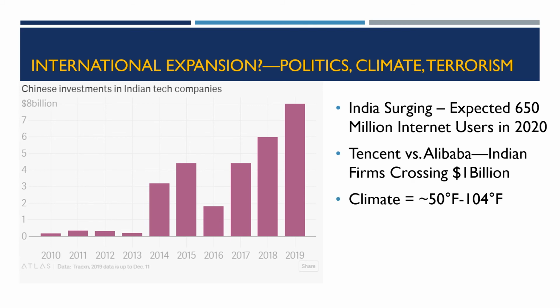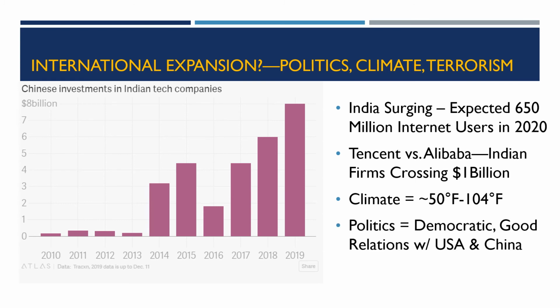Taking a look at the climate, it's nothing outrageous. In the winter it can drop to around 50 Fahrenheit, and in the summer up to 104. So nothing really outside of the ordinary. Those are figures that we'll see in certain parts of the U.S. When we look at the politics, they are a democratic nation on good relations with the U.S. and China.